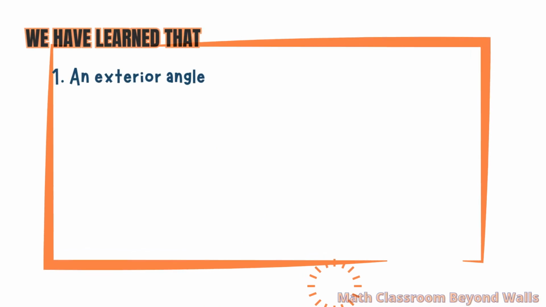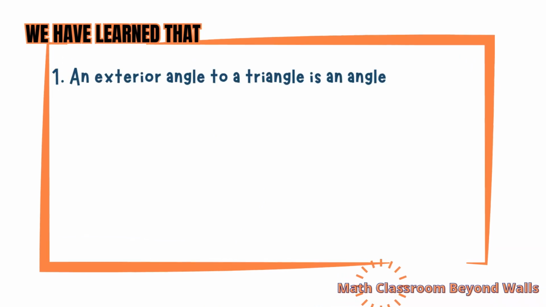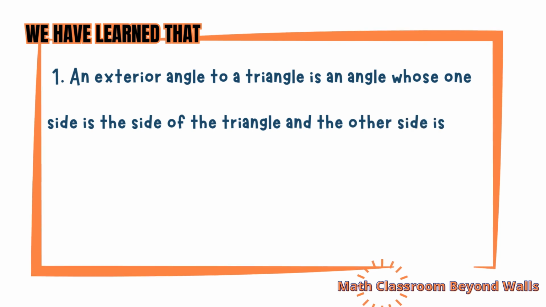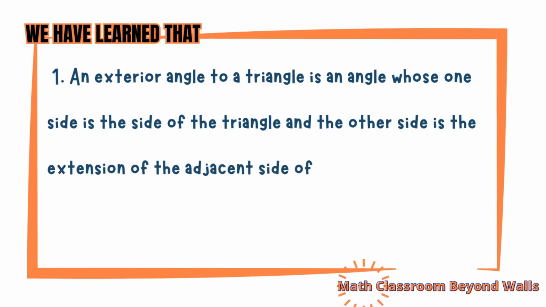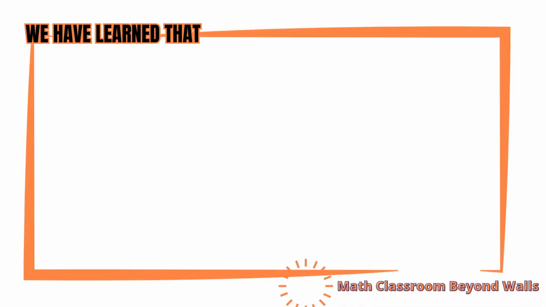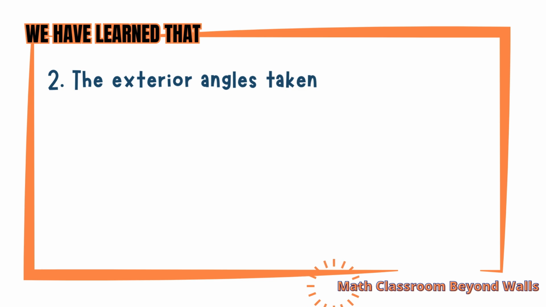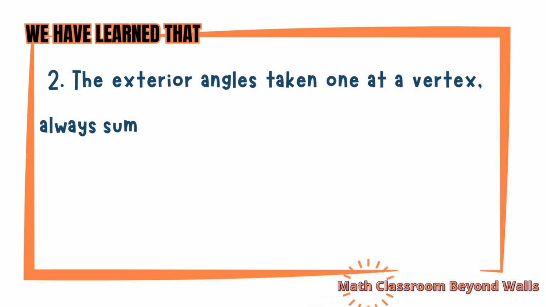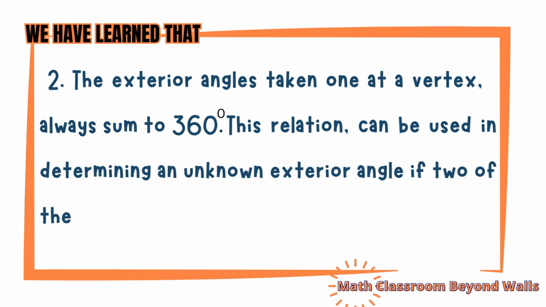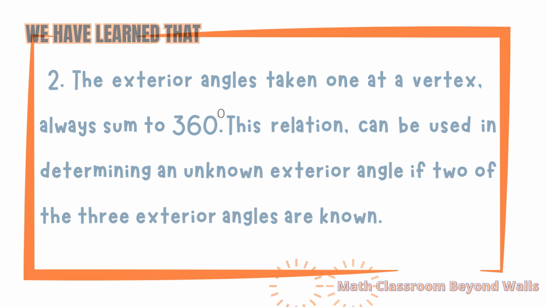We have learned that, first, an exterior angle to a triangle is an angle whose one side is the side of the triangle and the other side is the extension of the adjacent side of the same triangle. Second, the exterior angles taken one at each vertex always sum to 360 degrees. This relation can be used in determining an unknown exterior angle if two of the three exterior angles are known.